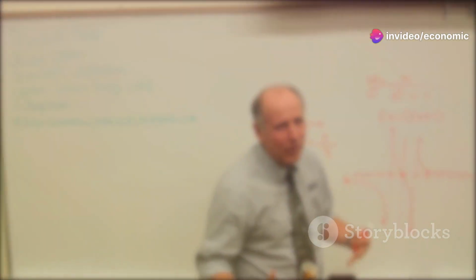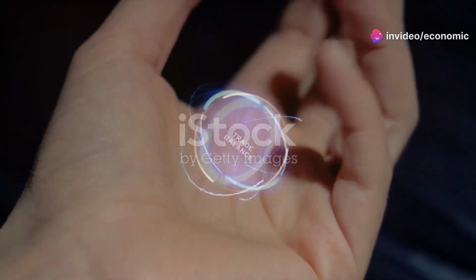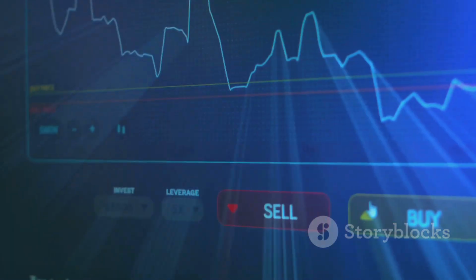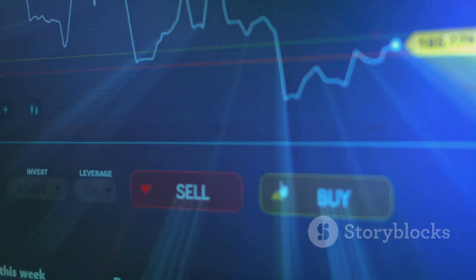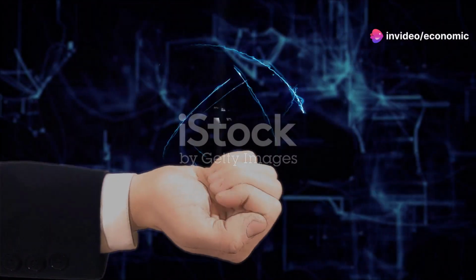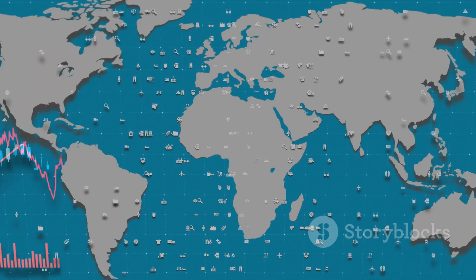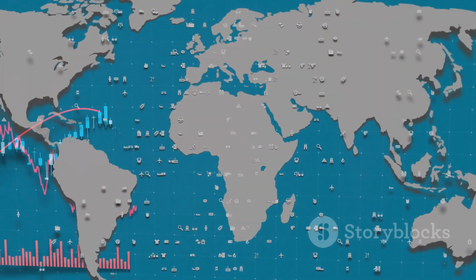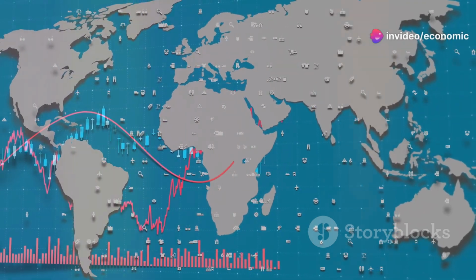Let's kick things off with a fundamental concept: net exports. This is a key indicator of a country's economic health and its position in the global market. In simple terms, it's the difference between a country's exports and imports. Essentially, it measures the value of goods and services a country sells abroad versus what it buys from other nations. Think of it as a country's trade balance. A positive trade balance, or surplus, means the country is exporting more than it is importing, while a negative trade balance, or deficit, means the opposite.